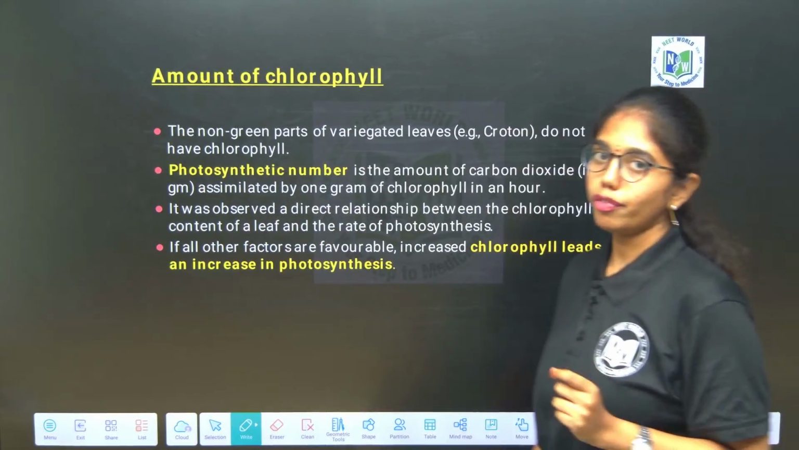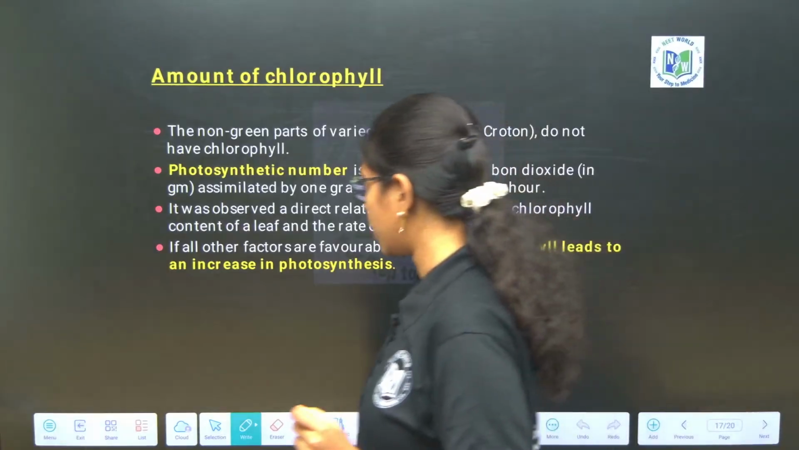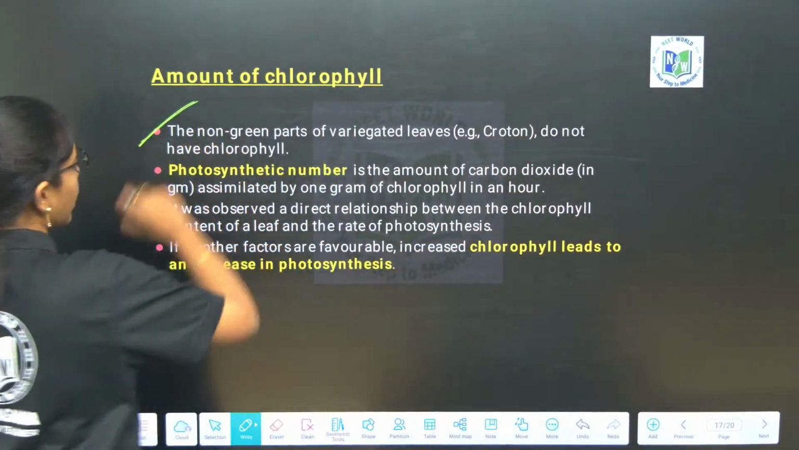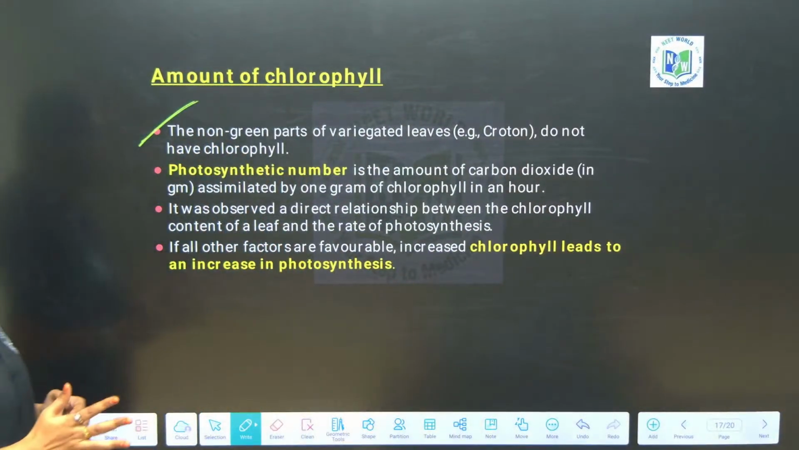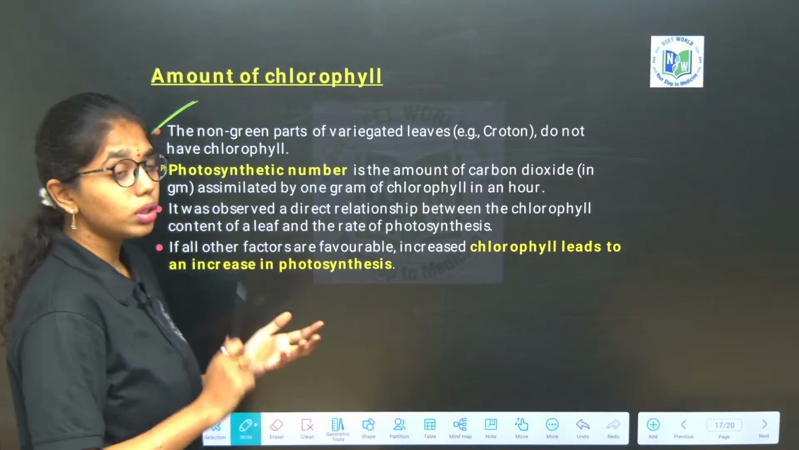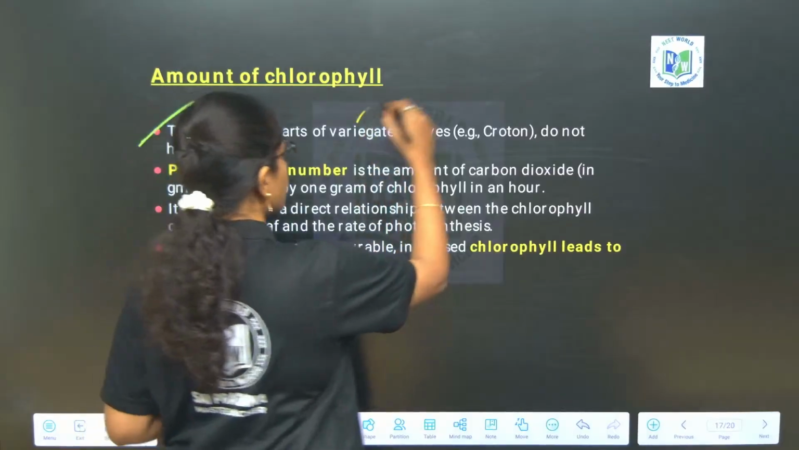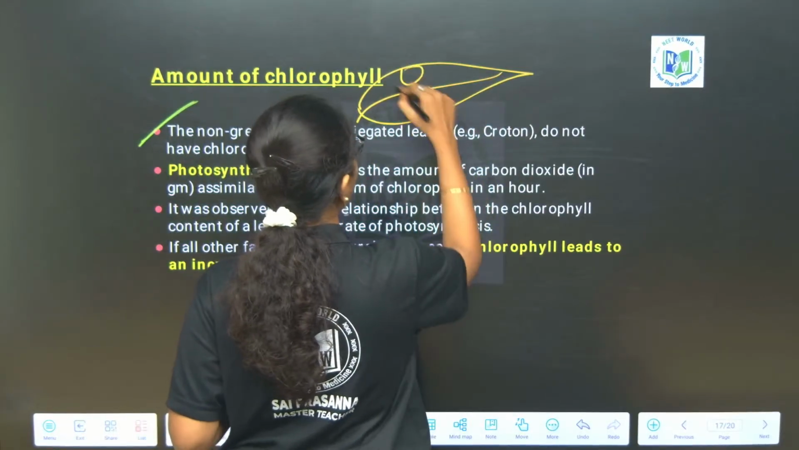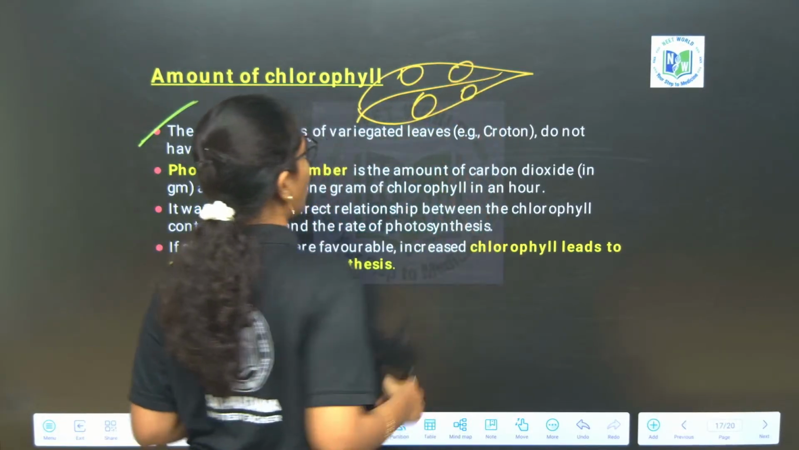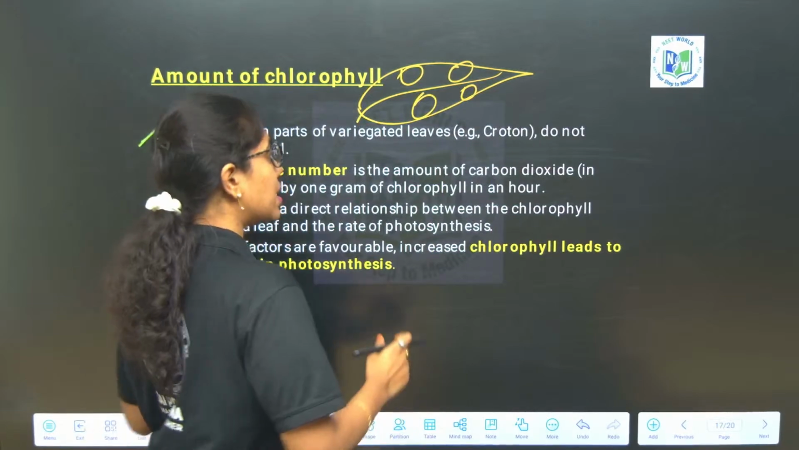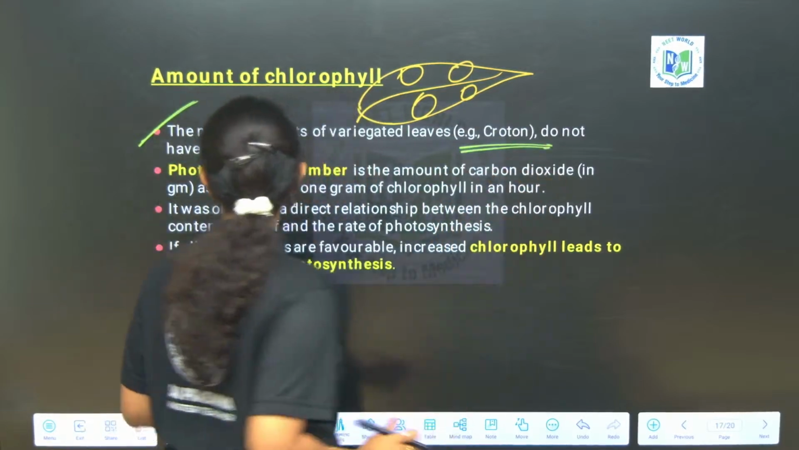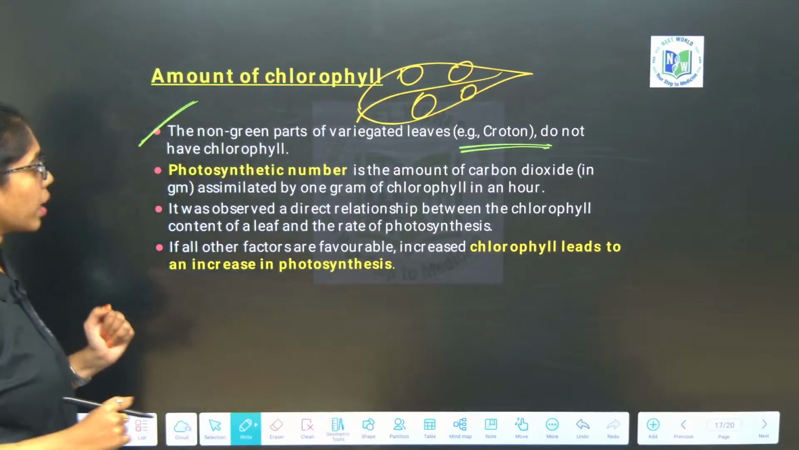Lastly, amount of chlorophyll, that is a major factor actually. The non-green parts of variegated leaf. Variegated leaves mean those leaves which don't have complete green parts. Those leaves which have green and non-green parts in them are called variegated leaves. Best example is croton, okay. They do not have chlorophyll in the non-green parts.